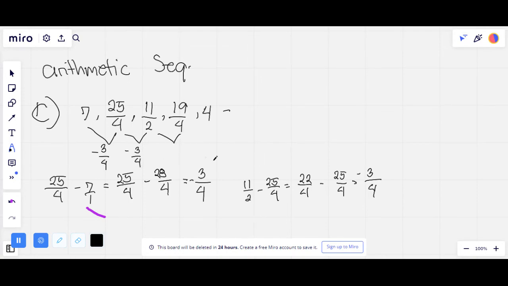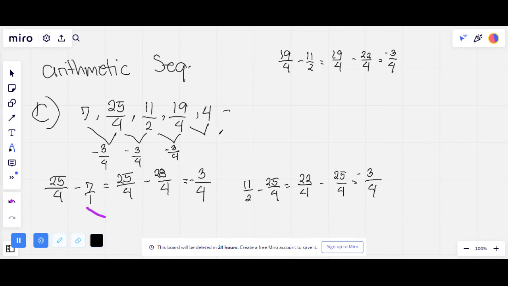Now let's subtract 19 over 4 minus 11 over 2. Let's change them to have the same denominator. The common denominator is 4. So copy 19, and what is 11 over 2 when it becomes 4? 4 times 11 is 44, divided by 2, it will become 22. Now subtract 19 minus 22, that is negative 3, then copy the denominator 4. So it means another negative 3 over 4.